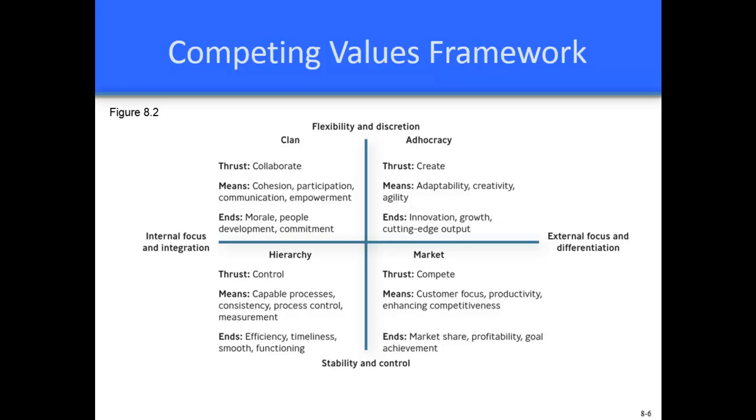Lastly, we'll talk about the hierarchy culture, which has an internal focus and values stability and control over flexibility. Companies in this kind of culture are apt to have a formalized, structured work environment aimed at achieving effectiveness through a variety of control mechanisms that measure efficiency, timeliness, and reliability in the creation and delivery of products.